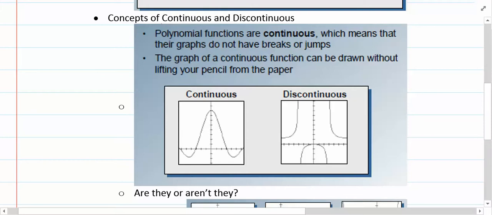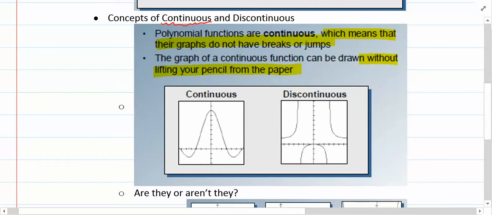So we know that polynomials are continuous. That's what we mentioned just a few moments ago. And what that really means is that the graphs do not have any breaks or jumps within them. So continuous essentially means that if you had a pen or a pencil on your paper, you can draw from left to right without lifting your pencil from the paper.